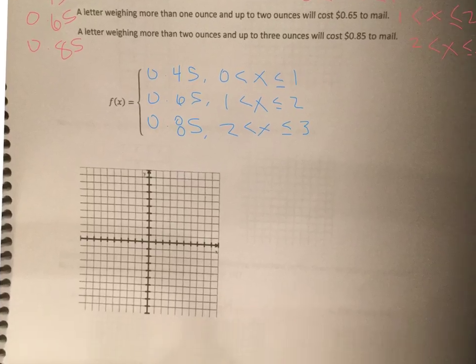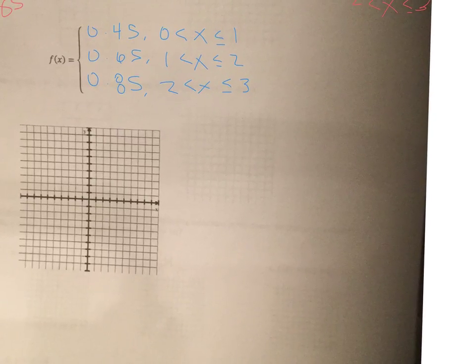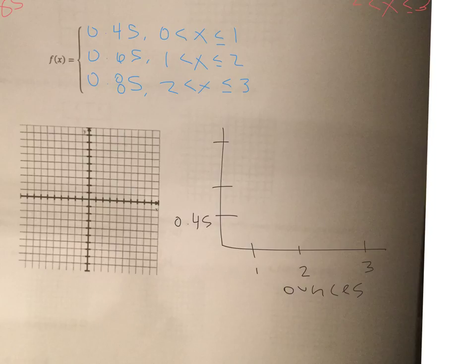Now I'm going to draw a different graph off to the side because I feel like it's going to be hard for me to graph on this iPad with the graph that's given. So what I'm going to do is create a graph. I'm going to call this my x-axis, 1, 2, and 3. This is representing the ounces, how much the mail weighs. And then on the side, I'm going to put 45 cents, 65 cents, and 85 cents. This is obviously representing the money.